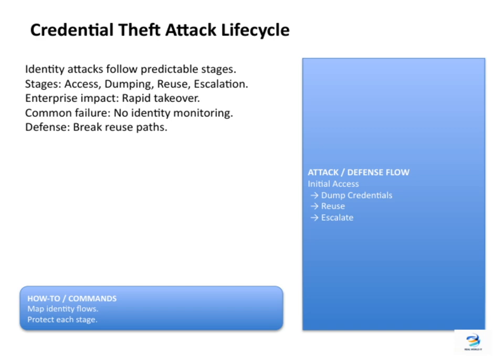Remember, the typical enterprise impact of these attacks can be quite severe. Rapid takeover of critical systems and data. A common failure we see is the lack of proper identity monitoring, which leaves organizations blind to ongoing malicious activity. To break this cycle, our main strategy should be to disrupt the reuse paths, making it harder for attackers to leverage stolen credentials across different systems. This entire lifecycle highlights the importance of comprehensive identity security measures to defend against credential theft and lateral movement.